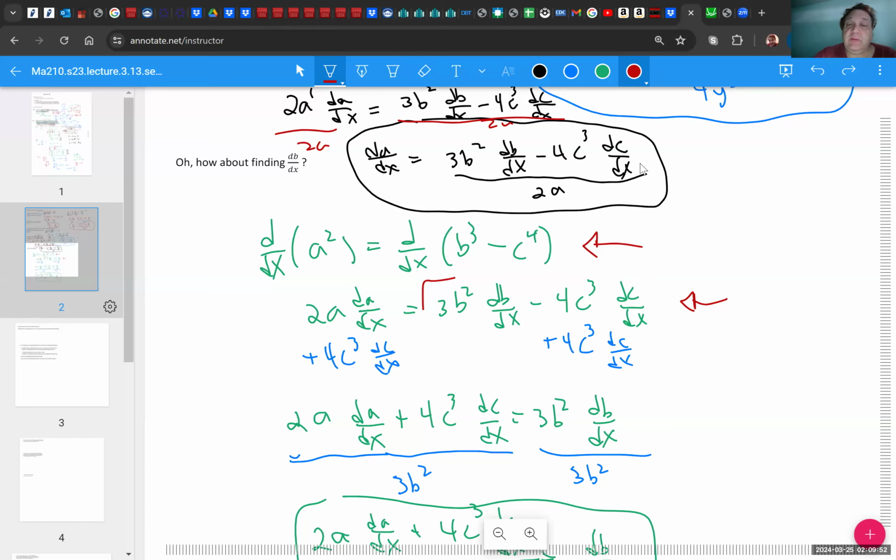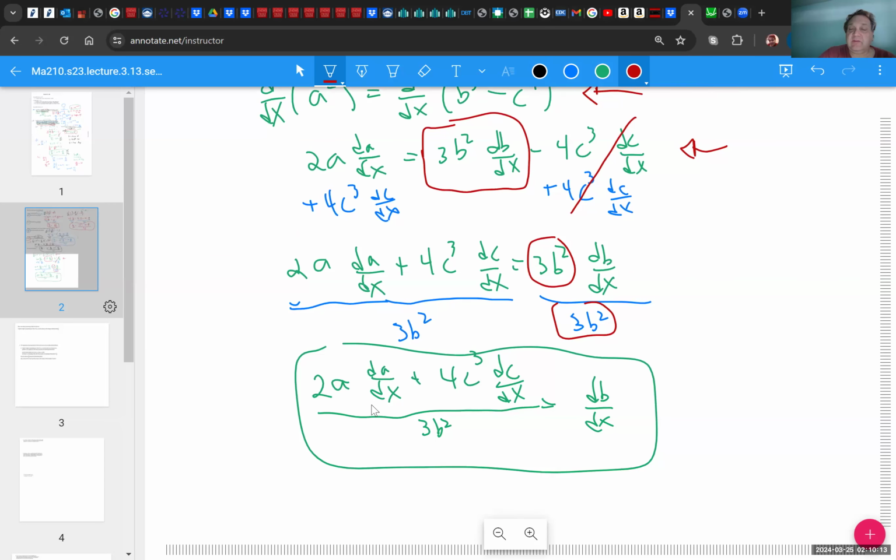Okay, so all I have to do is add 4c cubed dC dx to both sides. That eliminates this part from the right-hand side, and I'll be left with this dB dx term with a 3b squared in front. And then I just divide by 3b squared to get rid of the 3b squared. And then I'm left with my answer for dB dx. It's this crazy expression right here, which looks a little messy, but you're used to that from math classes.